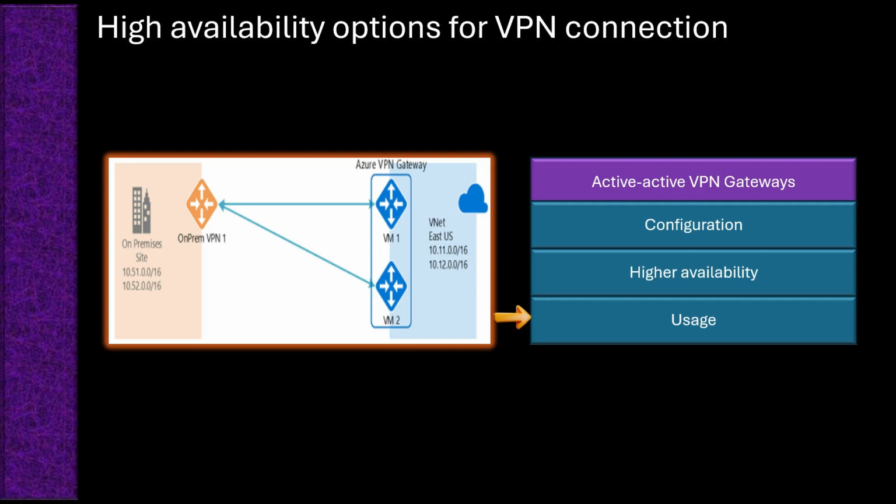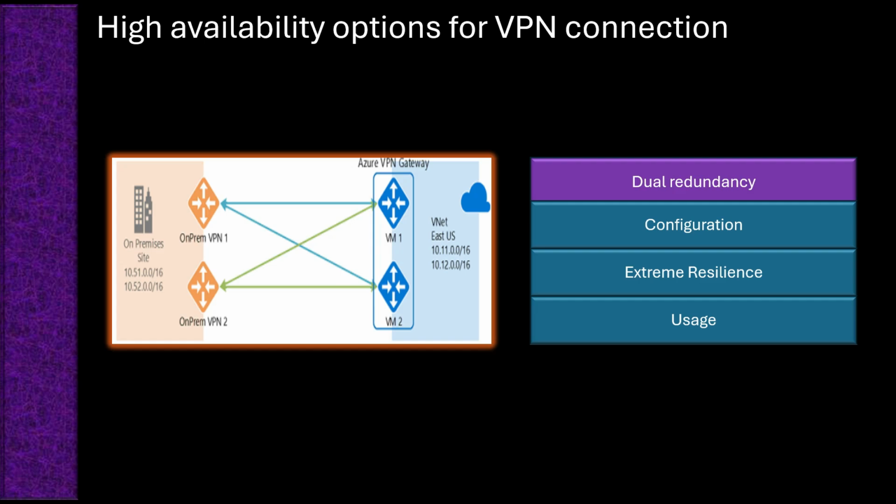An active VPN gateway provides enhanced reliability and load balancing, which makes it ideal for critical applications that need continuous high-speed connectivity between on-premises and Azure. If any single instance fails, traffic is automatically routed to the other instance to minimize disruption. Let's discuss the design pattern called dual redundancy now.